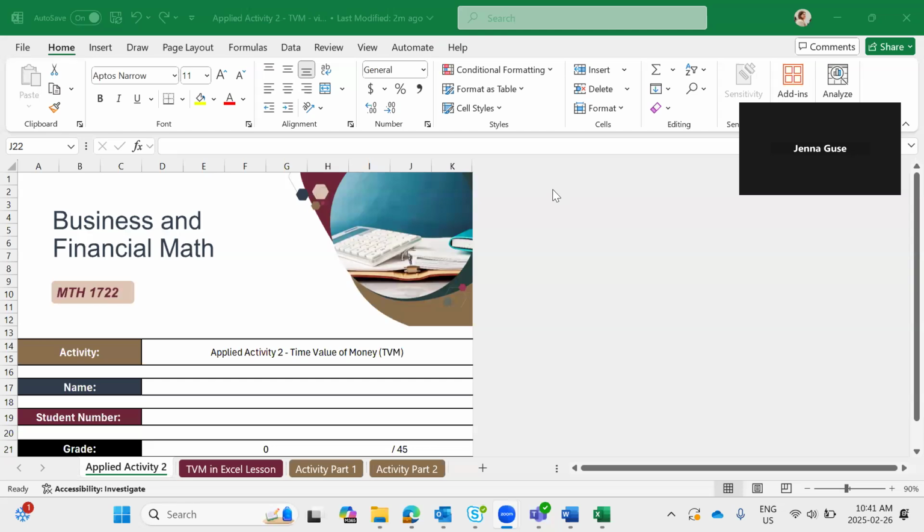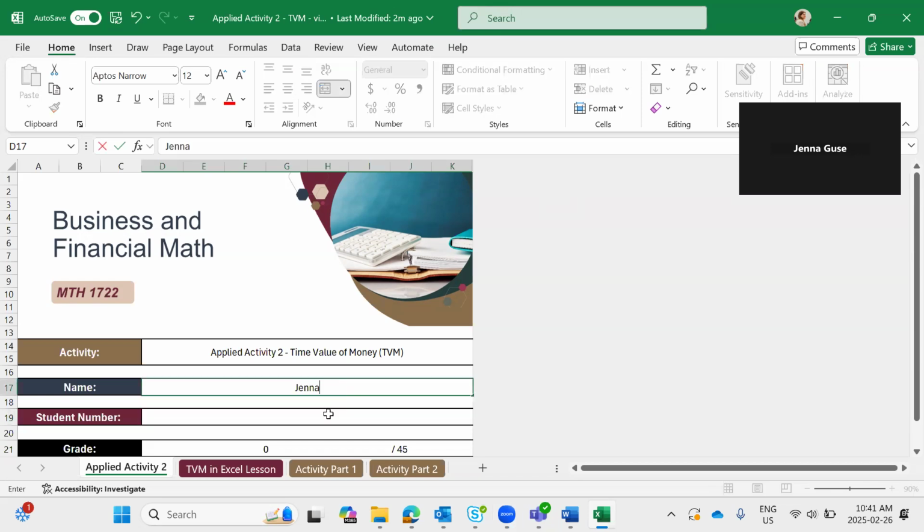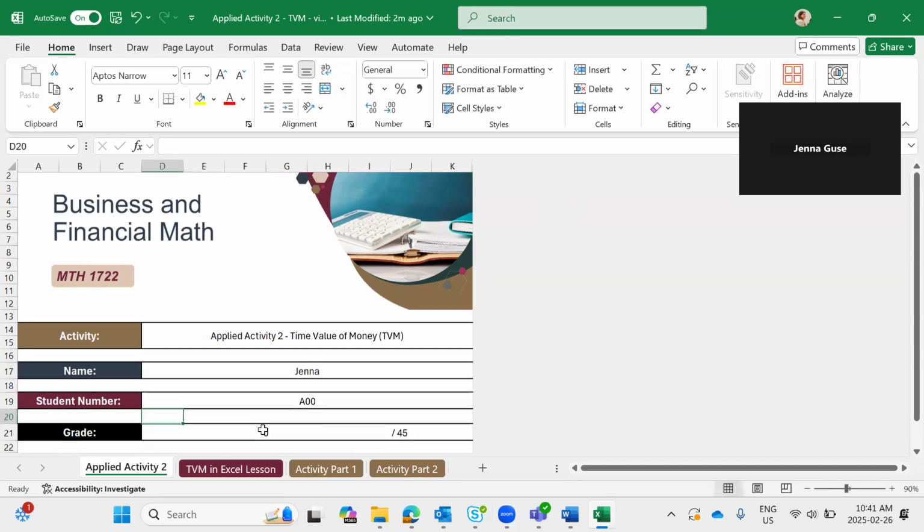In this video, I'm going to explain how to work through the applied activity on time value of money. This applied activity is worth 15% of your grade. When you open the file, you should see the title page. Please make sure you add both your name and your student number here. Also, please make sure you do not adjust the values here that will be used to automatically calculate your grade for the assignment once I enter your individual marks for each question.